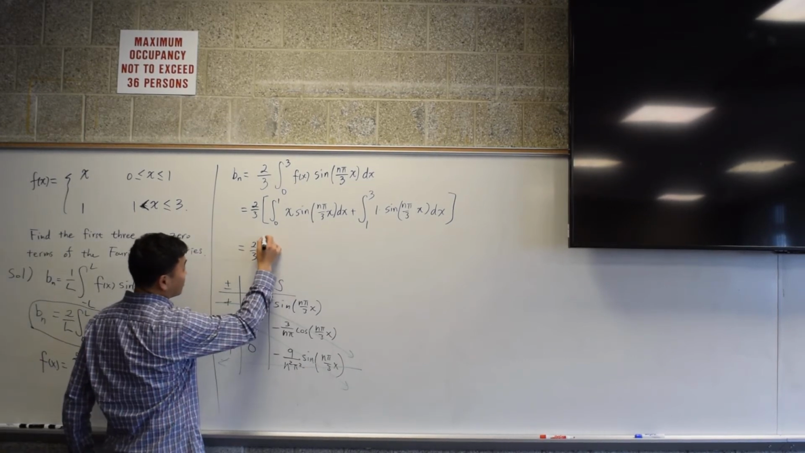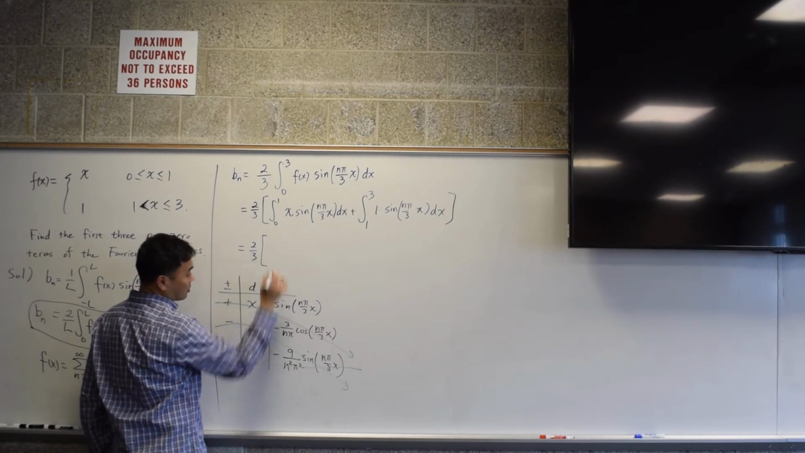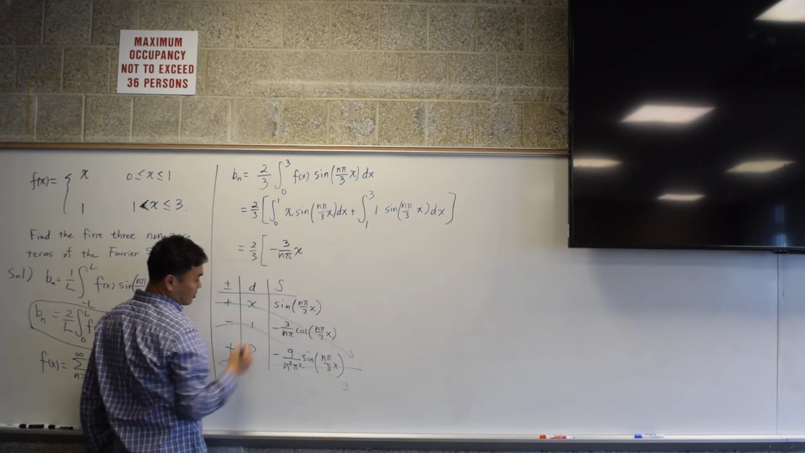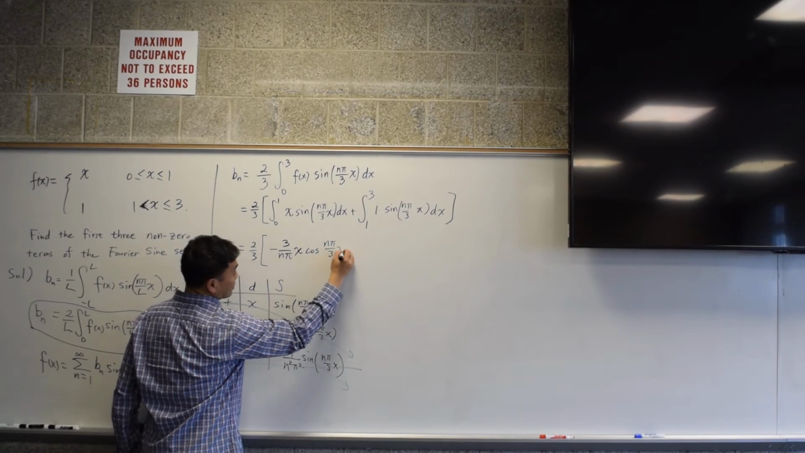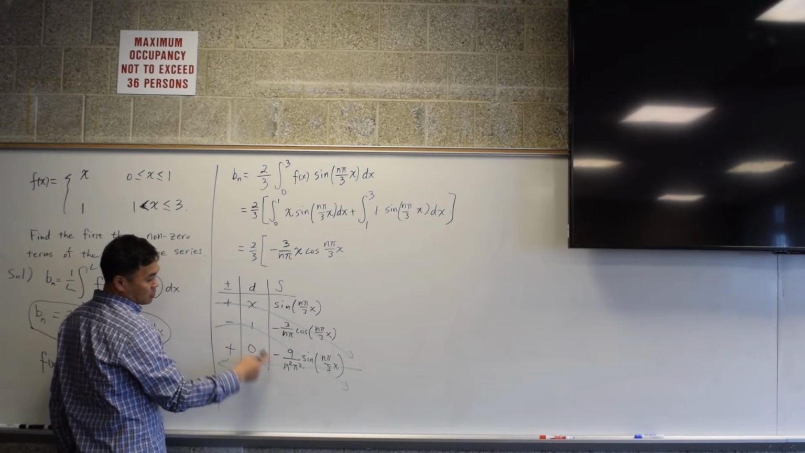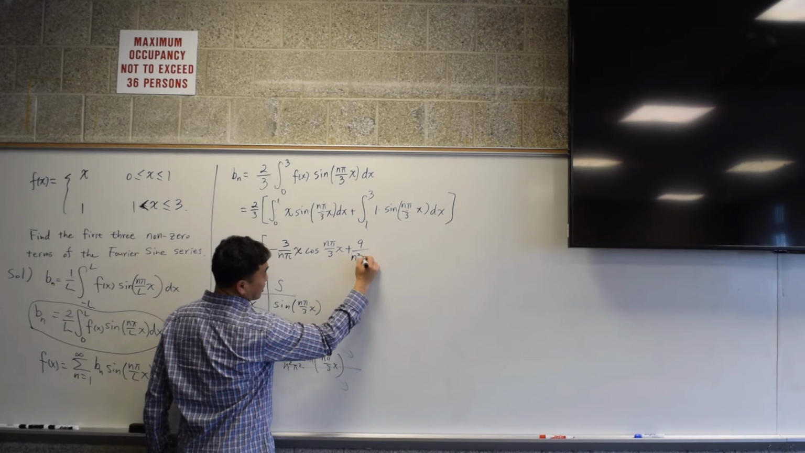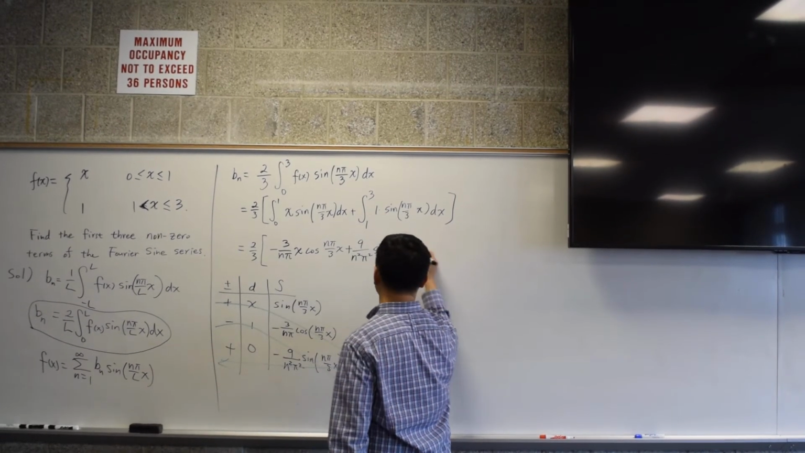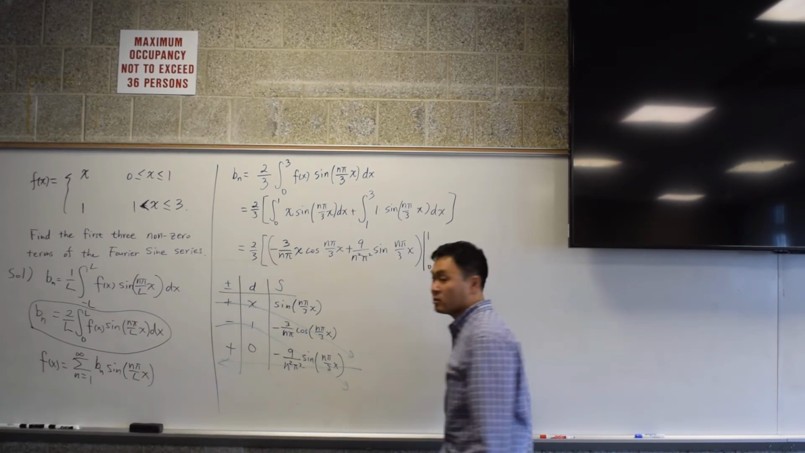So let's see what we get. According to this, it's positive x times this. There's a minus here, so it's negative 3 over n pi x, and then cosine n pi over 3x. Then negative times negative is positive, times 1 doesn't do anything, so you end up with plus 9 over n squared pi squared of sine n pi over 3x. And then to this, what you have to plug in is 1 and 0.